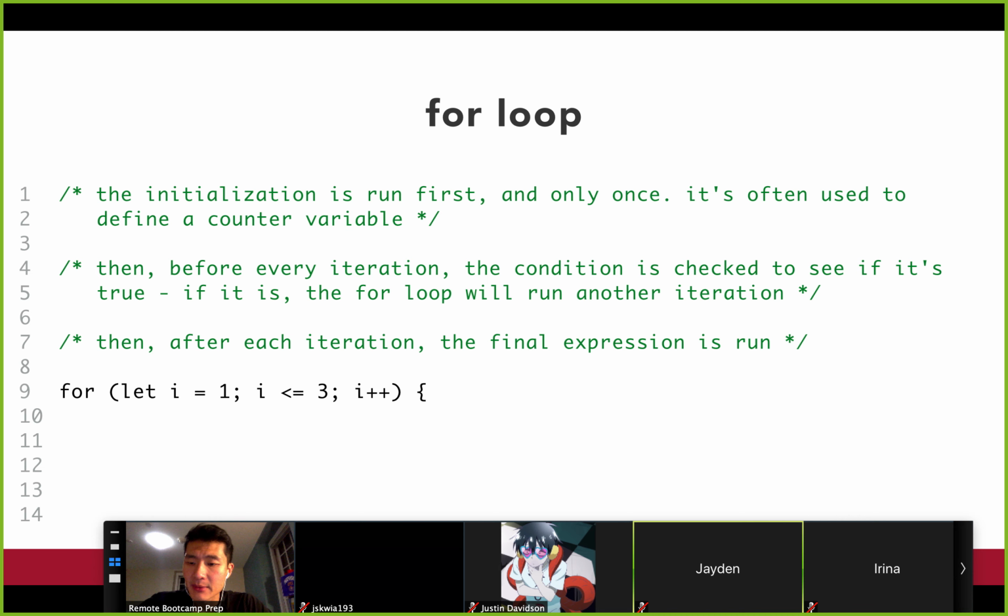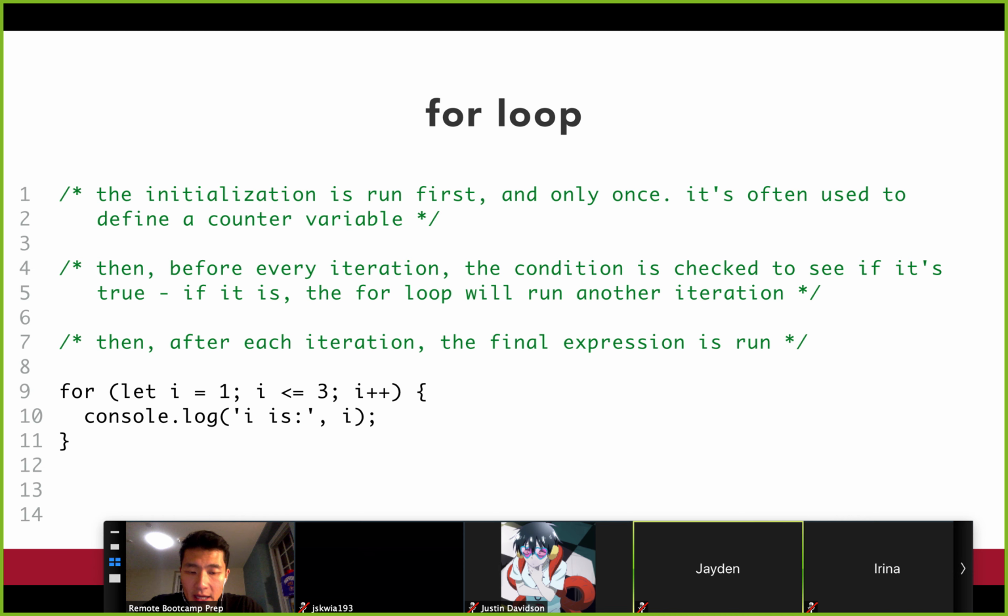On line 9, I have my for keyword, so I know I'm dealing with a for loop here. In between the parentheses, in the first part, I create a variable called i, and I set it equal to 1. In my condition, I check, is i less than or equal to 3? In my third and final expression part, I do i++, which means just add 1 to i. And then in my block of code, all I do is console log out "i is", and then the value of i.